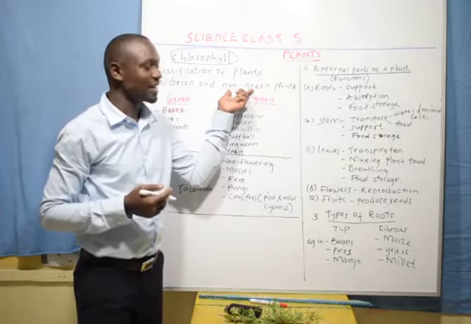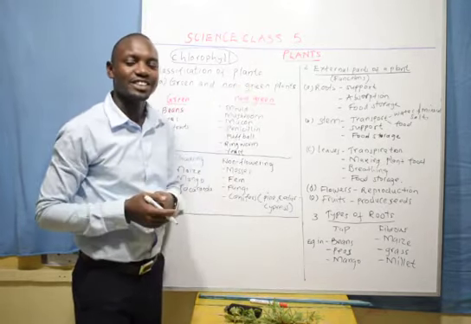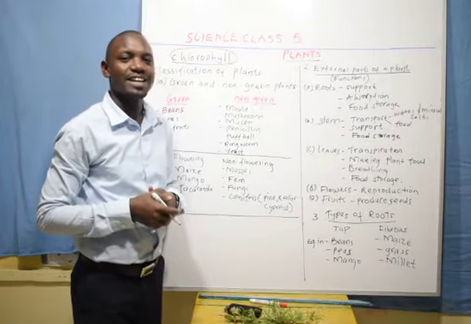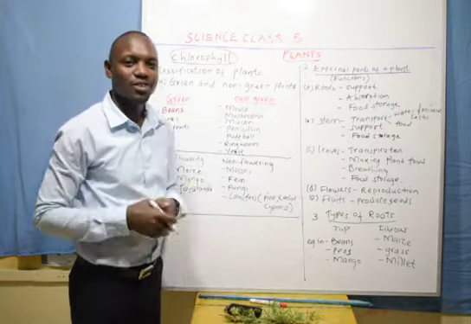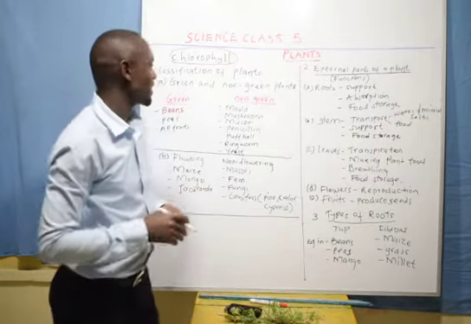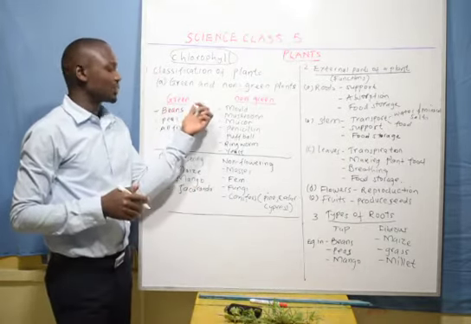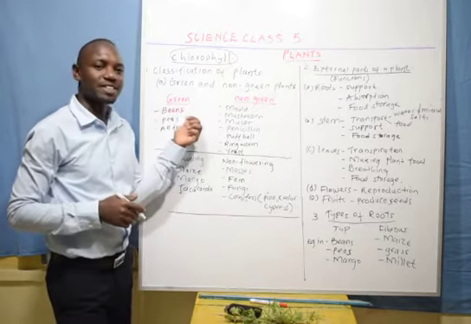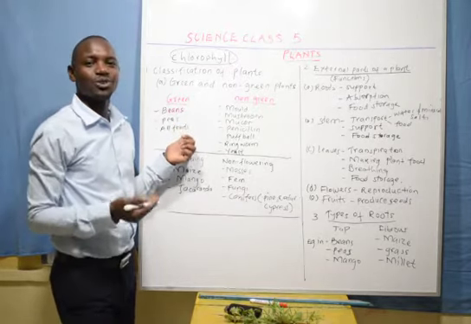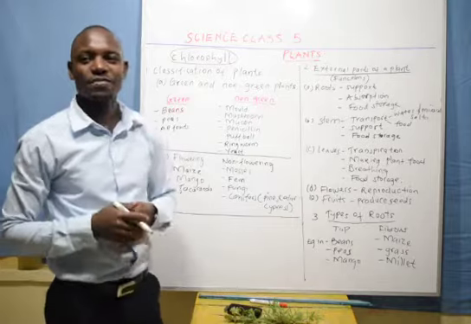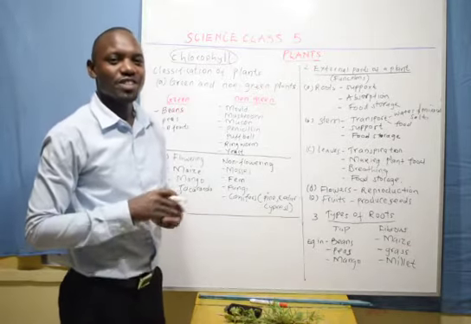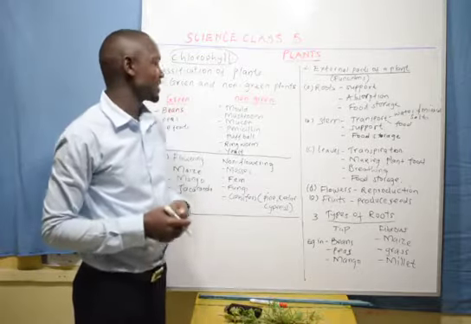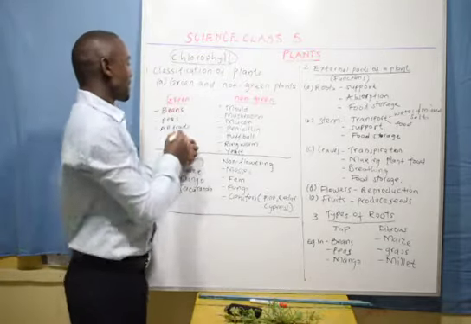The non-green plants have their branches, roots, and leaves with different colors like white. They can be brown or they can also be gray. Examples of green plants, we have beans, we have peas, all those plants which we grow in our farms, and also the fruits that we plant in our farms like the mango, the pawpaw, the oranges. Those are examples of green plants.